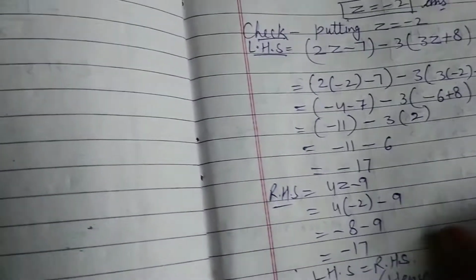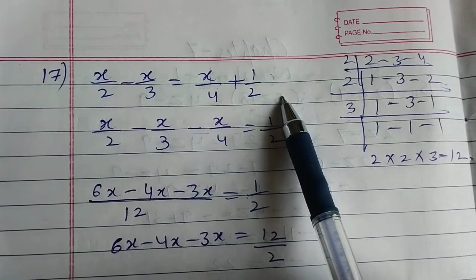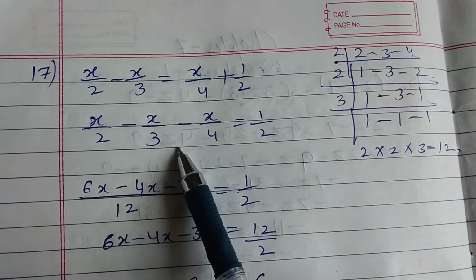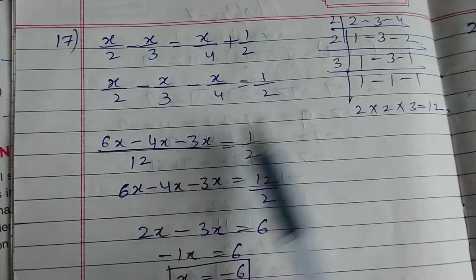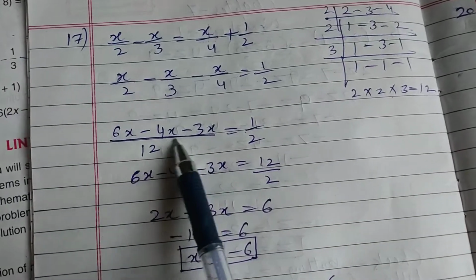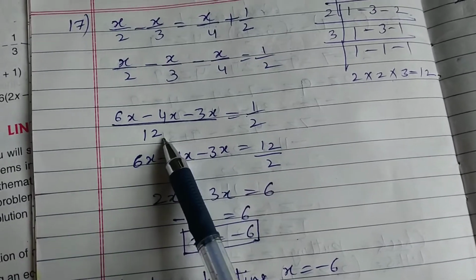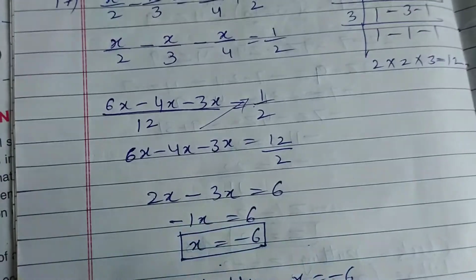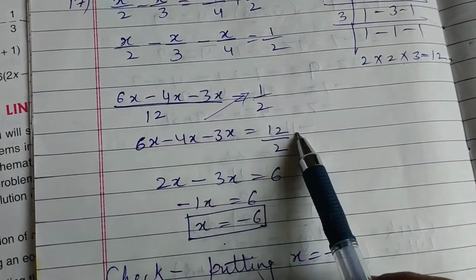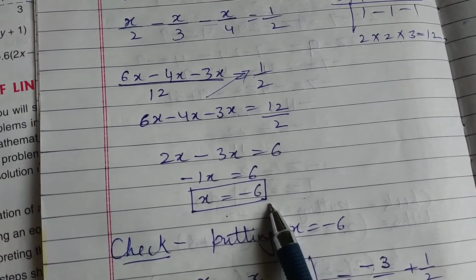Now question number 17, this equation is given to you. We will shift this x minus 4 to the left side. Firstly we will take LCM of denominators, we will solve this. After solving we see that 12 is in the denominator, we will shift this denominator 12 to the right side. It is in division, here we will write it as multiplication. Now we get this value x equals minus 6.